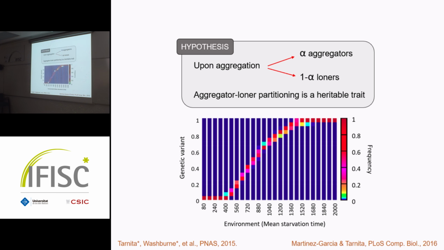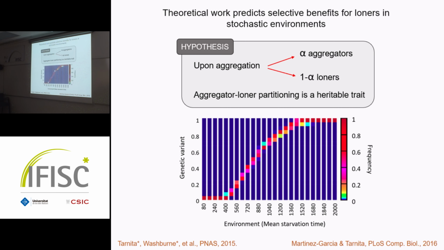And alpha is what you call the genetic variant? Alpha is basically the proportion of cells that go into the... Is the vertical axis in the plot? Yes. Yeah, I didn't put it. And this is frequency, basically.